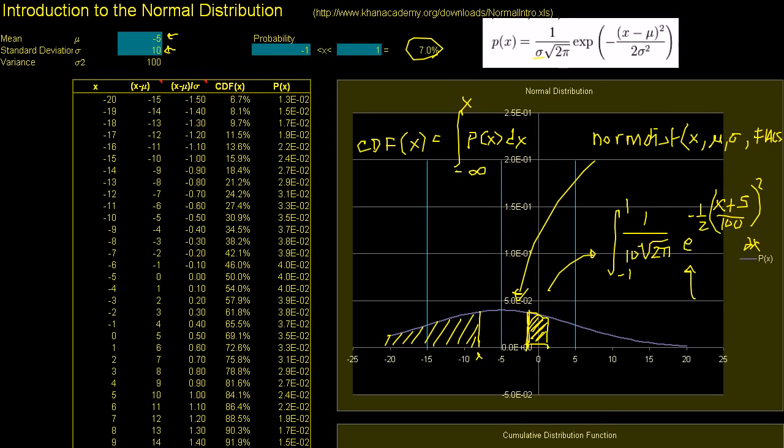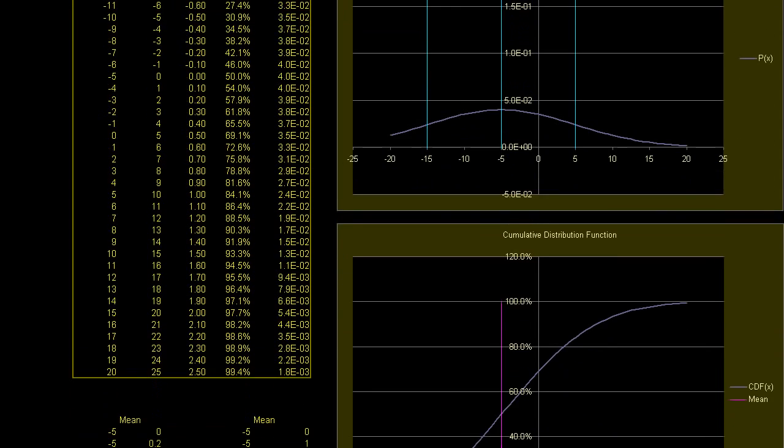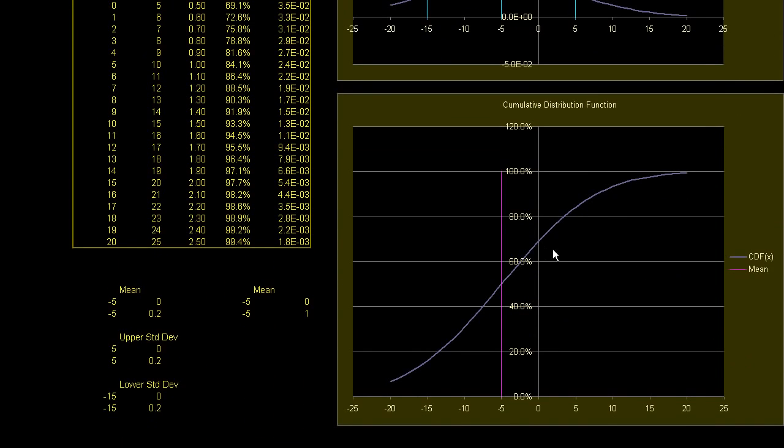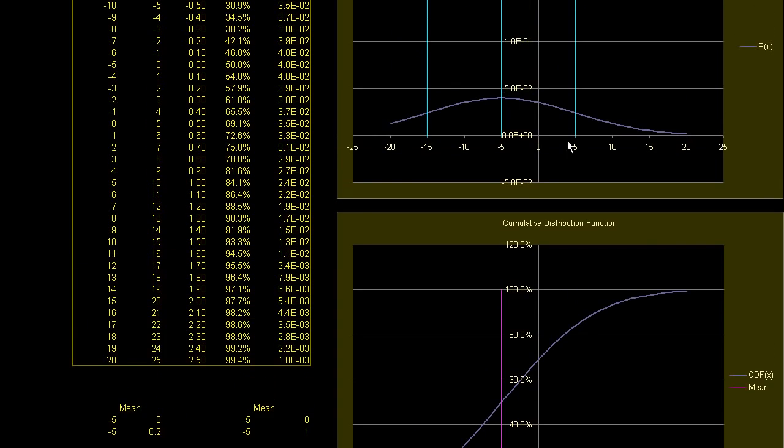Let me get out of the pen tool. So the cumulative distribution function is right over here. Then you say true when you make that Excel call. So this is a cumulative distribution function for this same normal distribution. Here's a cumulative distribution.